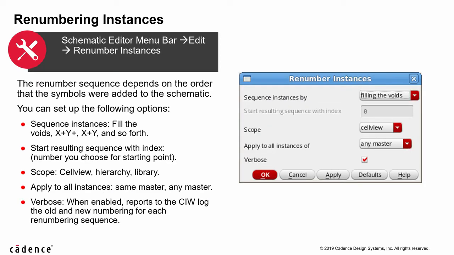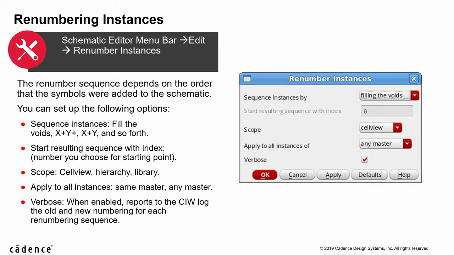While drawing a schematic, you may sometimes delete several instances in your cell view and would like to keep track of things because it would change the numbering of your instances. You could renumber the instances to make the numbers consecutive. From the Edit menu, you can choose Renumber Instances to open a form with the same name. The renumbering sequence depends on the order that the symbols were added to the schematic.